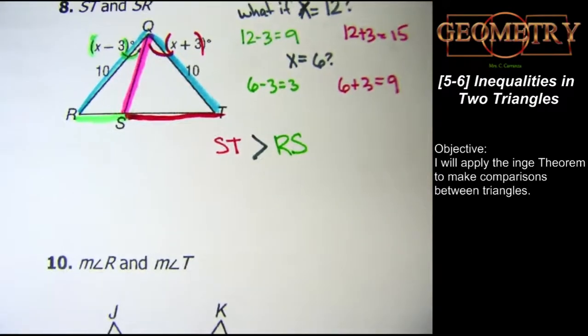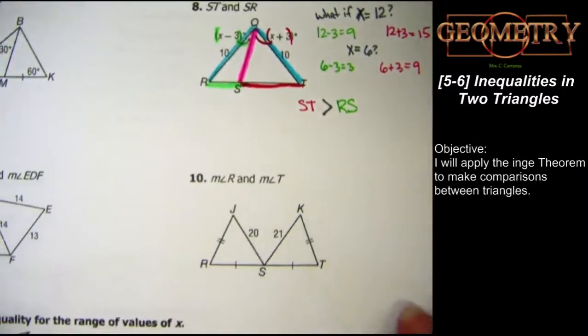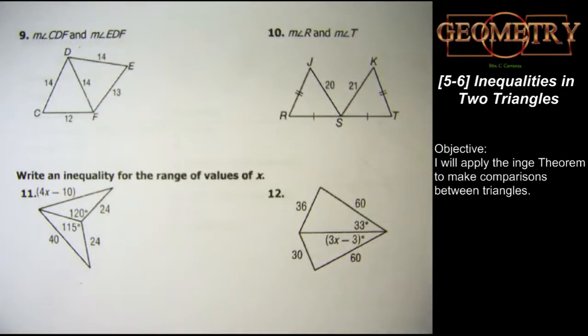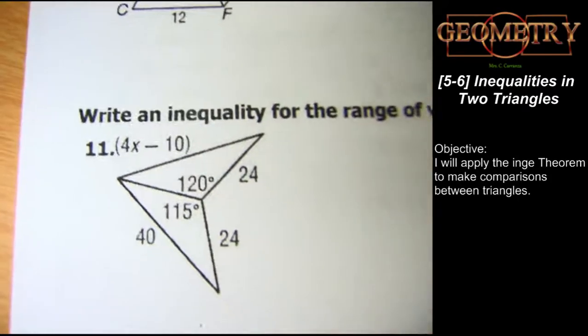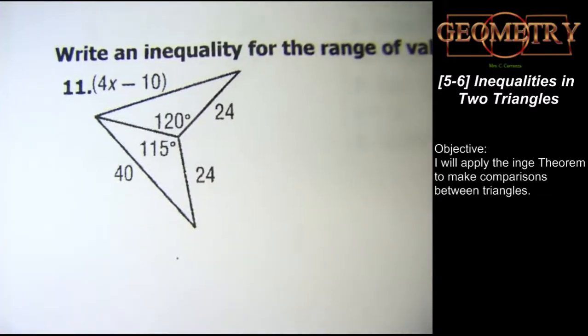I'd like to look at 11 and 12 next. We're going to do some solving for x. Which one would you like to see, 11 or 12? Both. Both? Okay, let's do 11 first. The directions say write an inequality for the range of the value of x, which means your answer is going to be something like x is smaller than some number, x is bigger than some number, or x is between two other numbers. So it's going to be one of those three things.